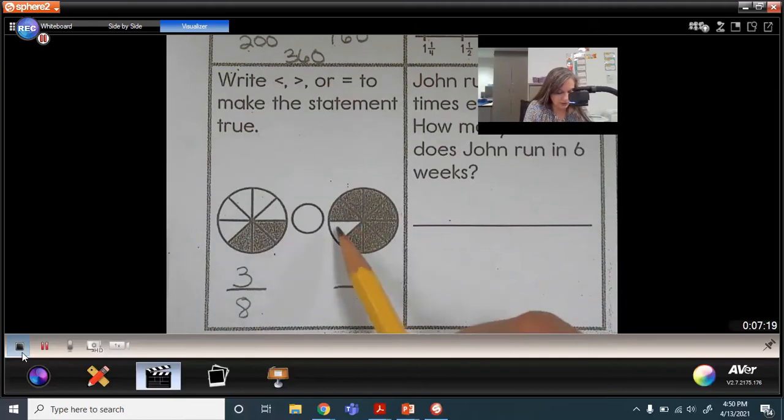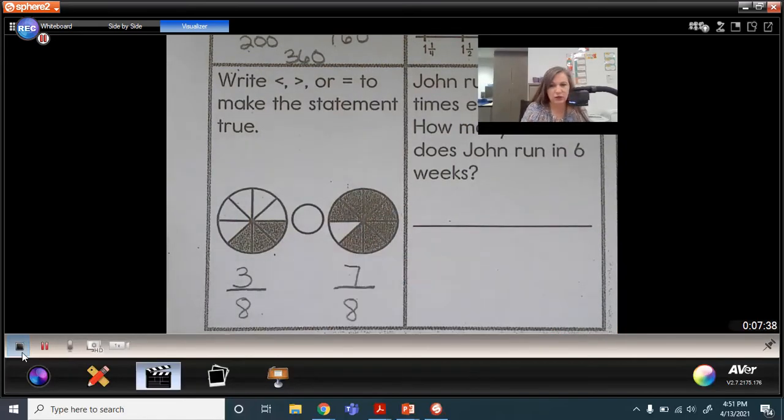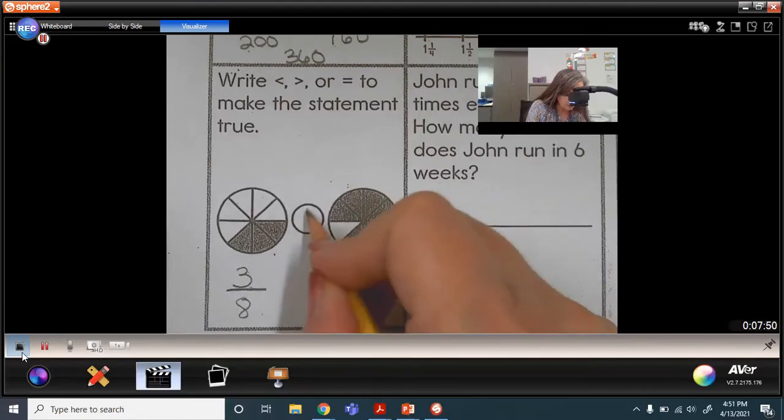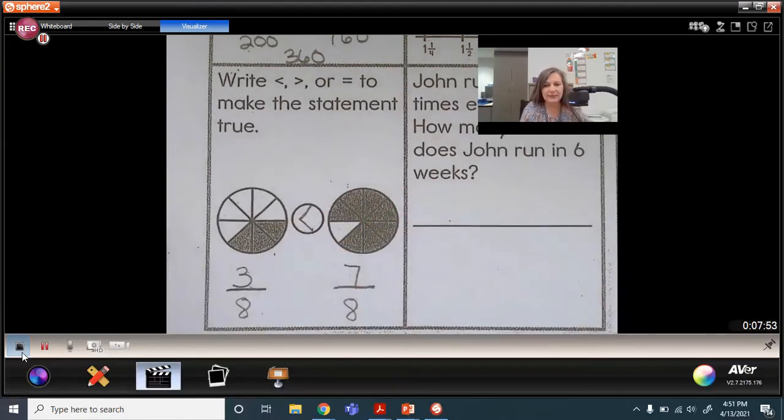Now let's check and see. We have 1, 2, 3, 4, 5, 6, 7, 8. So we have the same denominators here, so that means we're comparing the numerators and the number of pieces there are. So we have 7 shaded. Since 1 is not shaded, we know that there are 7 shaded. So now we can compare 3/8 to 7/8. Well, there are fewer 8s shaded here than here. So we can compare by using a less than symbol.